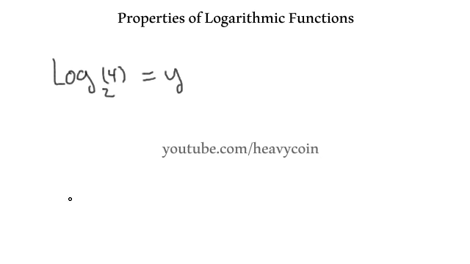I can rewrite this, or we can do it this way. So we could say 2 to the y is equal to 4. And of course, y is equal to 2 then, right? 2 squared is 4. Okay? So that's one way of looking at how to figure out what this is equal to.